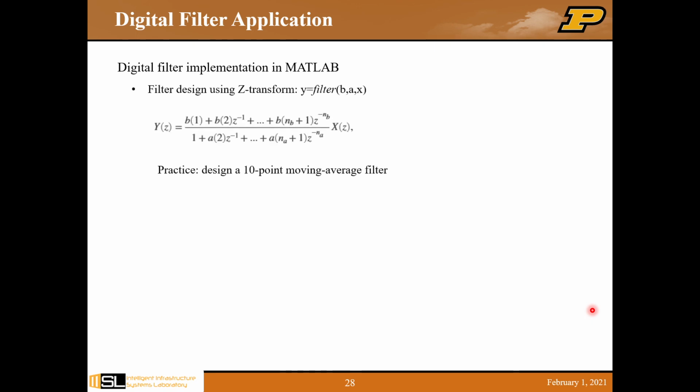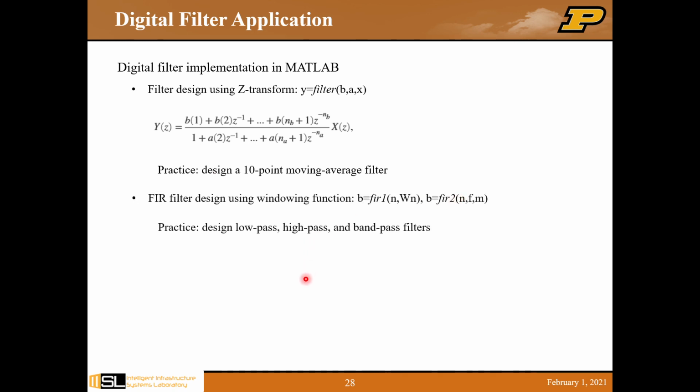Okay. So we start with the Z transform design. For the filter design, we can use the filter function. It needs input B, which is the coefficients in the numerator, and input A, which corresponds to the coefficients in the denominator. And eventually you can obtain the filter function. So in the demo session, we will practice how to design a 10-point moving average filter.